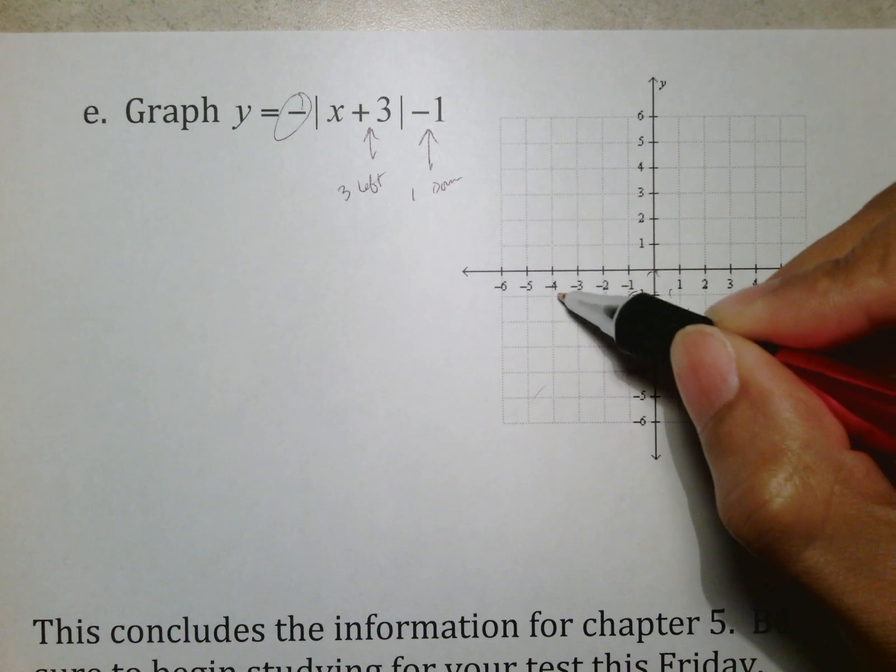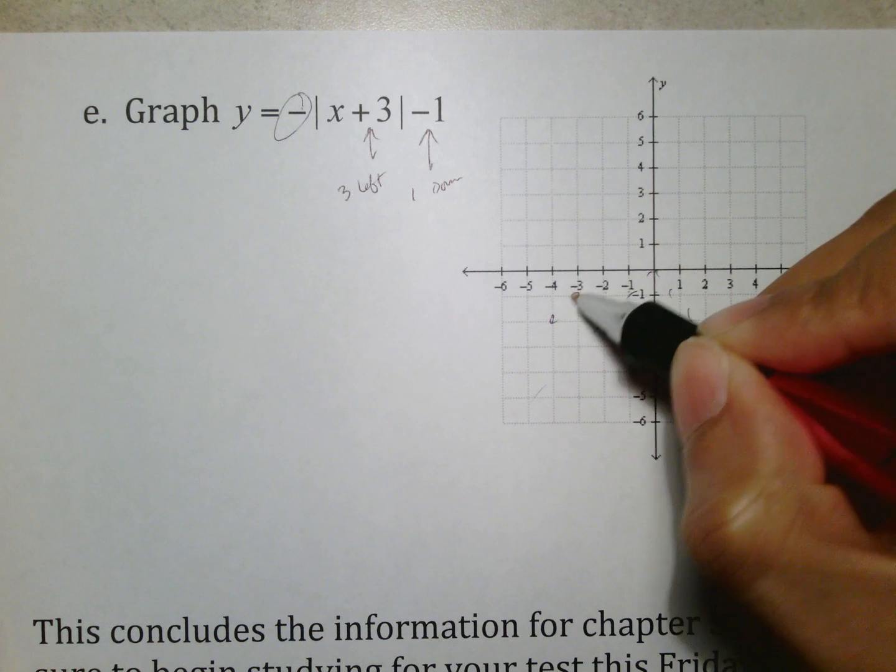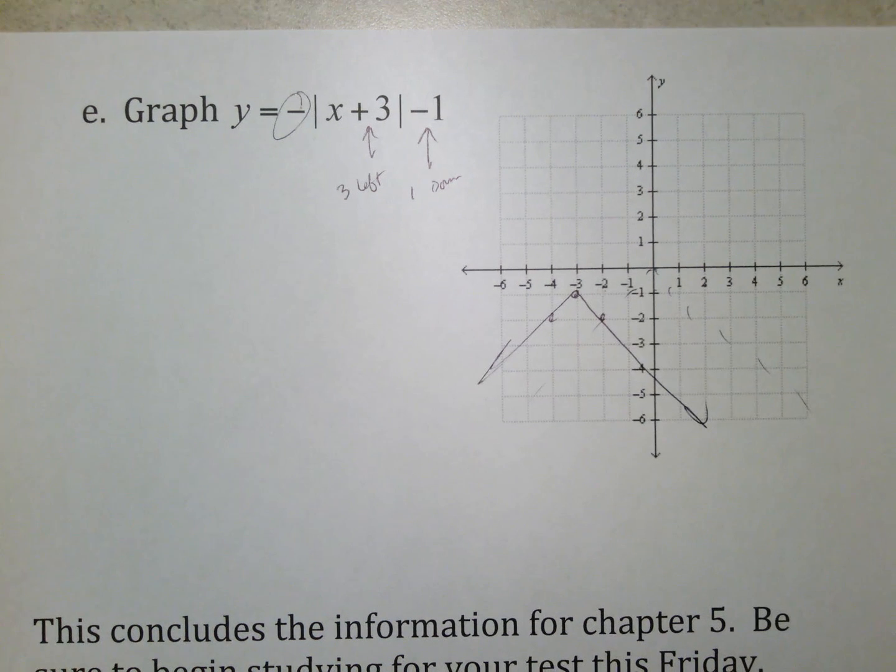So instead of going over 1, up 1, we go over 1, down 1, and we get those two graphs, or those two sections of it.